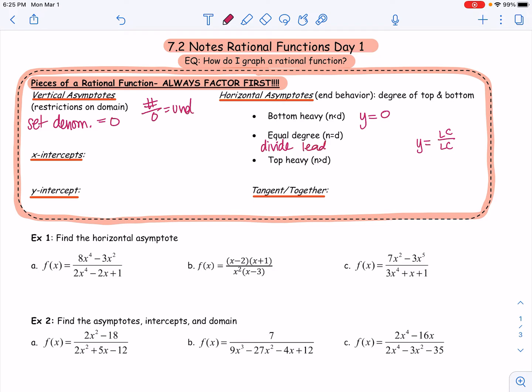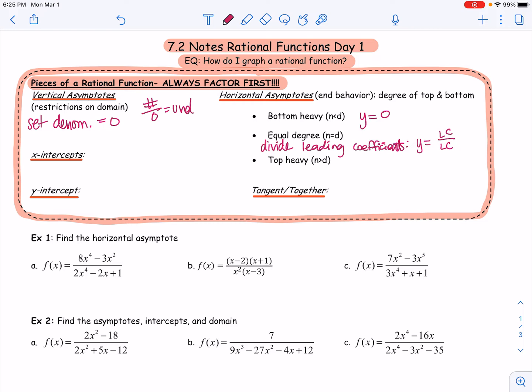You're dividing the leading coefficients, and that's going to get you your y equals that number. It might be 3 divided by 1, which is 3. It might be 2 divided by 4, which is 1/2. Whatever. But that's going to get you your horizontal asymptote.